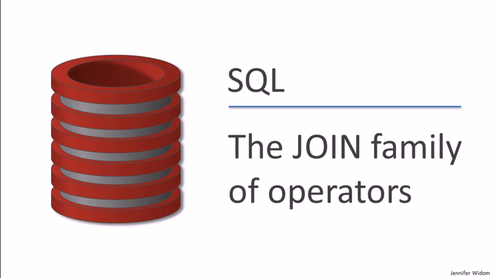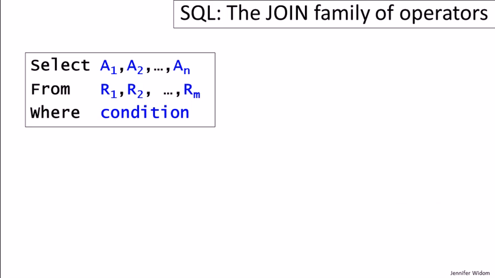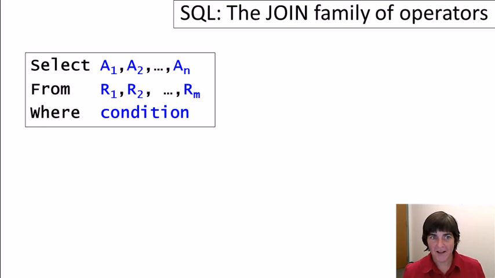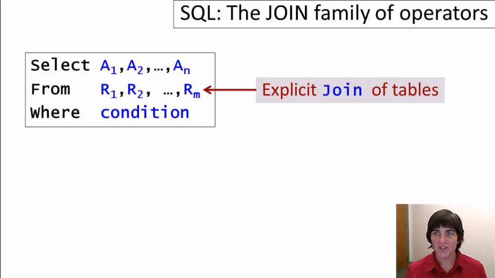Now we'll learn about the join family of operators in SQL. Going to our select from where statement, in the from clause we list tables separated by commas, and that's implicitly a cross product of those tables. But it's also possible to have explicit join of tables, and this follows the relational algebra style of join. There's a few different types.